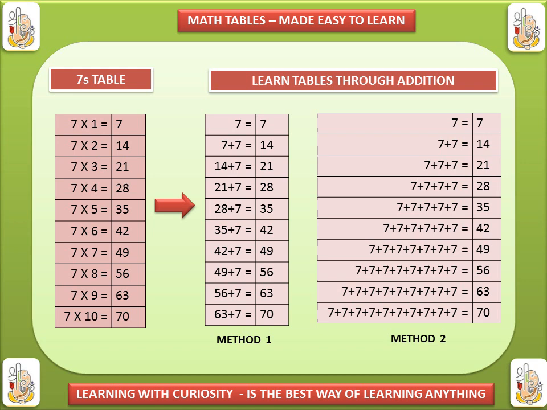7 threes are 21. 3 times you have to add 7 to get 21. 7 fours are 28. 4 times you have to add 7 to get 28. 7 plus 7 plus 7 plus 7 is 28. Like that, you have to continue till 7 tens are 70.